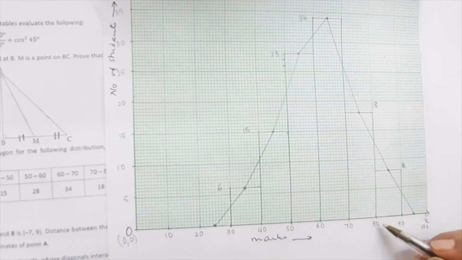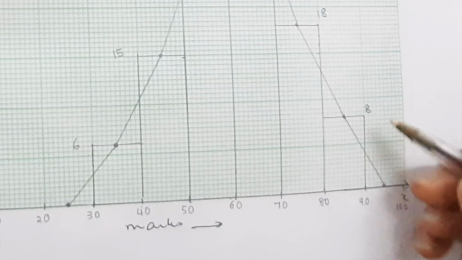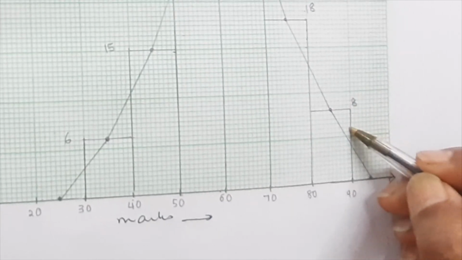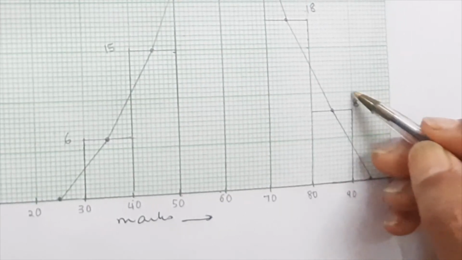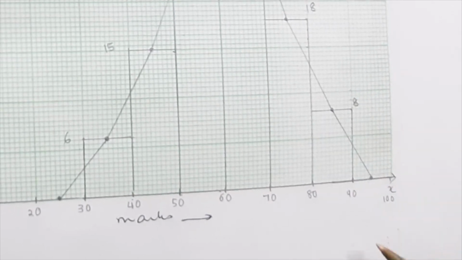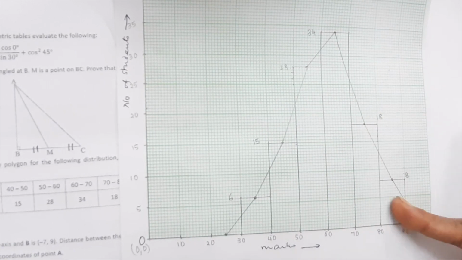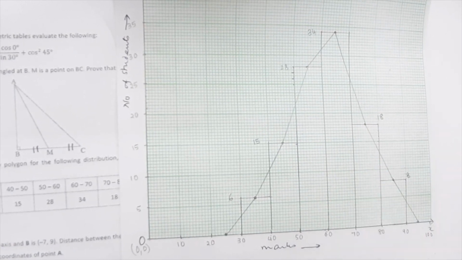And then 80 to 90, the frequency is 8, that is 8 students. So this is 5, 6, 7, 8. Or you can come down, this is 10, this is 9, this is 8, and make this rectangle. Now this is actually the histogram that we have drawn if we make the blocks like so, the rectangles.